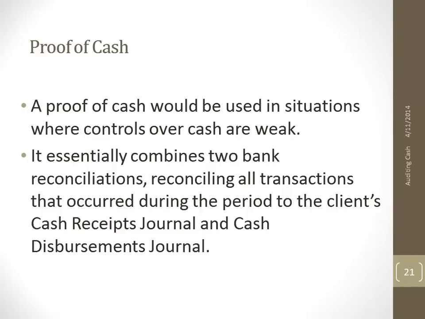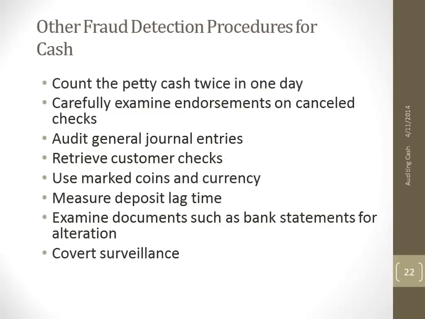So basically they have to prove the cash disbursements and cash receipts by looking at the sources of that information. You're looking at basically two bank reconciliations, looking at all of the reconciling transactions that occurred during the period, and reconciling those items to the cash receipts and cash disbursements journal. So it's a much more detailed analysis of the flow of cash through the cash receipts and cash disbursements journal.